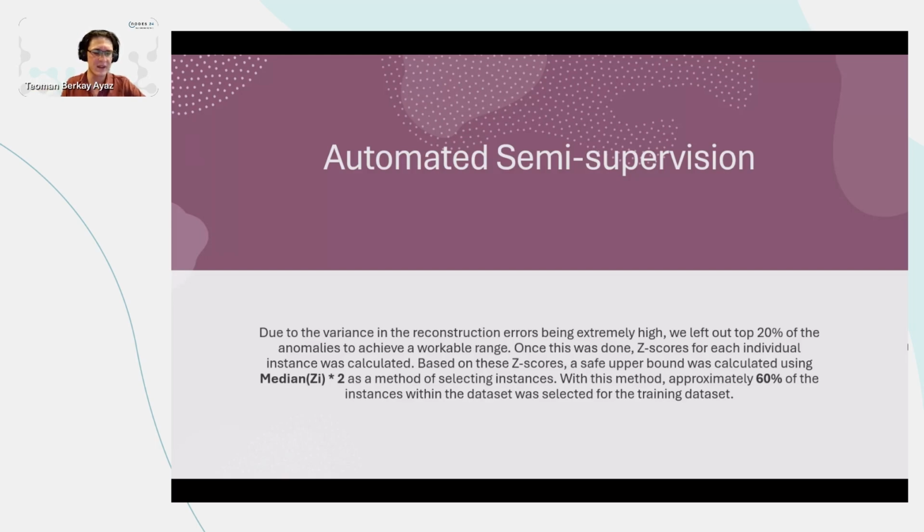So the idea here is that after an initial round of training, the autoencoder should detect some anomalies. And we can tell that there are anomalies based on the reconstruction errors.